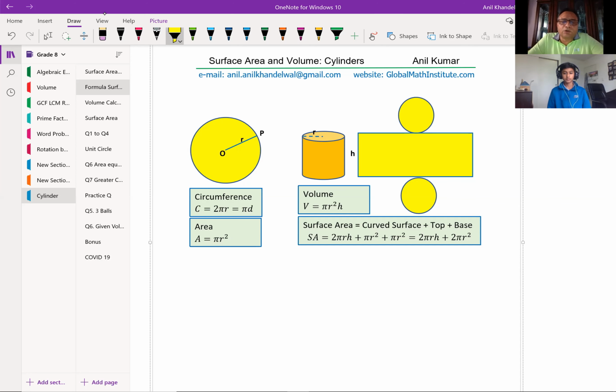Yes. So these are different related formulas here. First, beginning on the left-hand side, is the circumference of a circle, which is 2 pi r or pi d. Area is pi r square. Volume of a cylinder is pi r square h, right? Because it is the area of the base times height. The curved surface area is the lateral area of the cylinder itself, which is 2 pi r h, and then we have two circles, one at the top, one at the bottom. So the total surface area is 2 pi r h plus 2 pi r square, right? So these are all the related formulas.